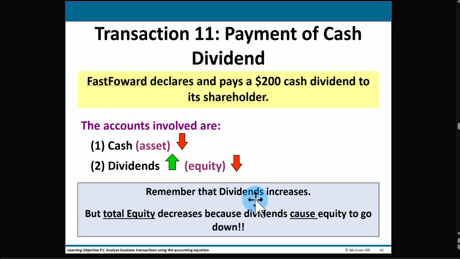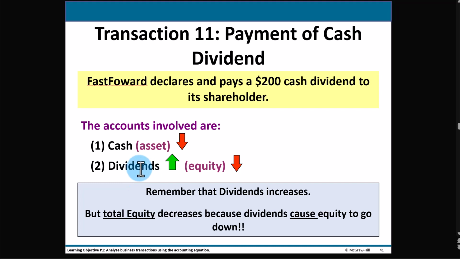Transaction 11. This is our last transaction for this chapter, this lecture. So we're going to pay back the owner some profits we've been earning in our business. And that type of paying back of profits is called dividends being paid to the shareholder. So here's the cash going down. And we have an account just to keep track of how much is being paid to the owner called dividends. Dividends are not an expense. Dividends is just like the opposite of that common stock or money being paid in, the paid in capital.